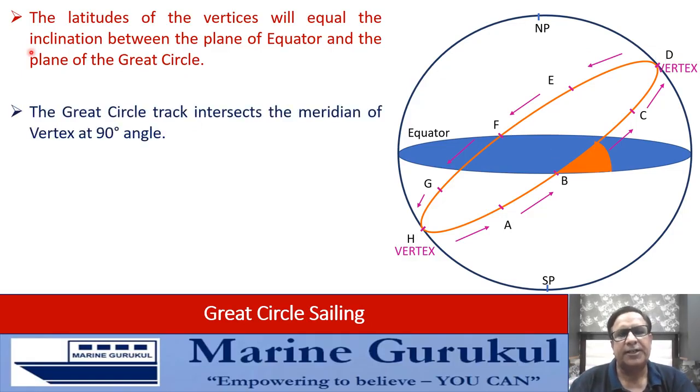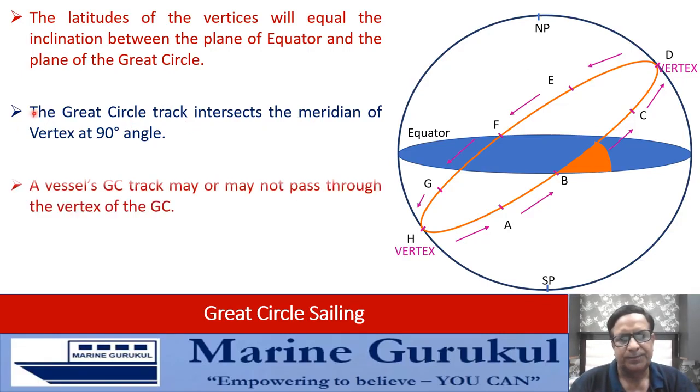The great circle track intersects the meridian of the vertex at 90 degrees angle. This issue has already been addressed when we inferred that the course of the vessel at the vertices would be east or west, or the great circle track shall be east or west at the vertices. And we know these directions are measured from true north, and north-south is represented by the meridian. Therefore, the angle between the meridian and the great circle at the vertices shall be 90 degrees.